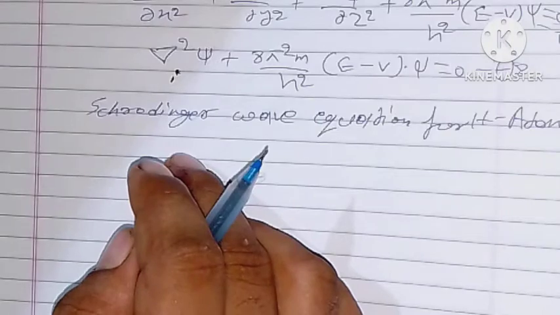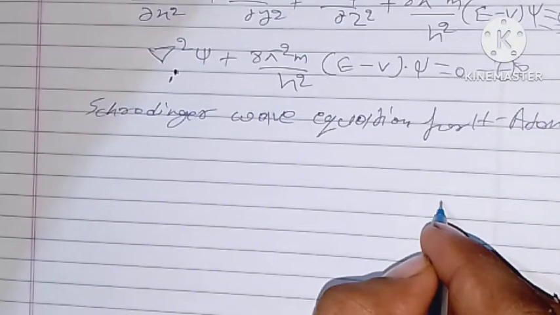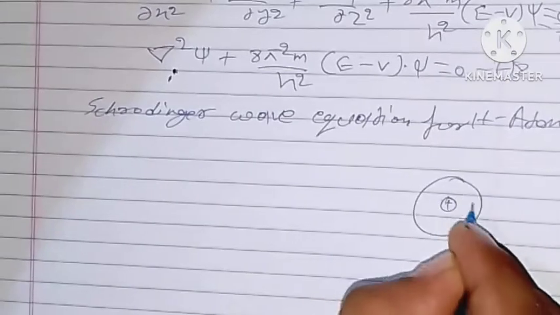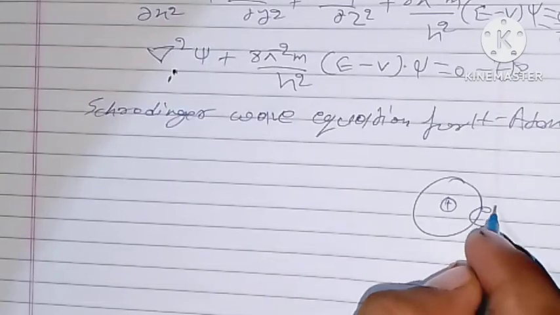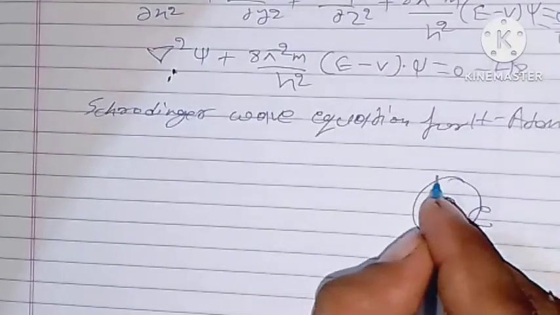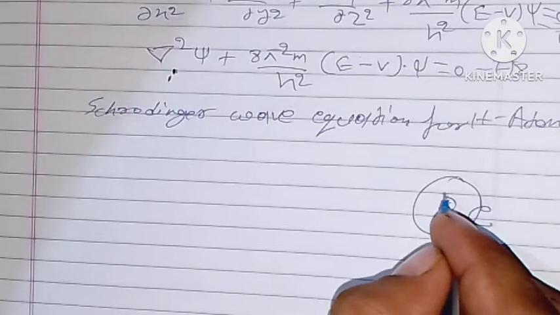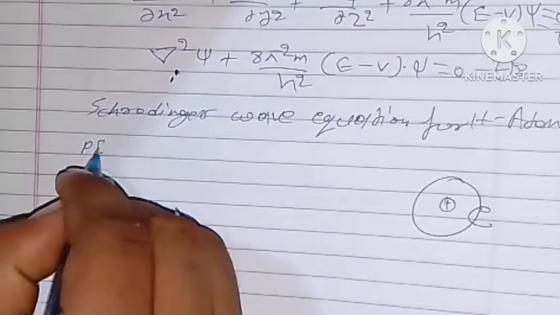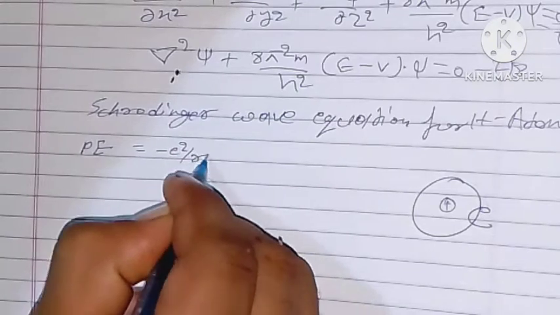In the case of the hydrogen atom, a single electron of charge e is revolving around the nucleus of charge plus e. The potential energy PE is equal to minus e square upon r.